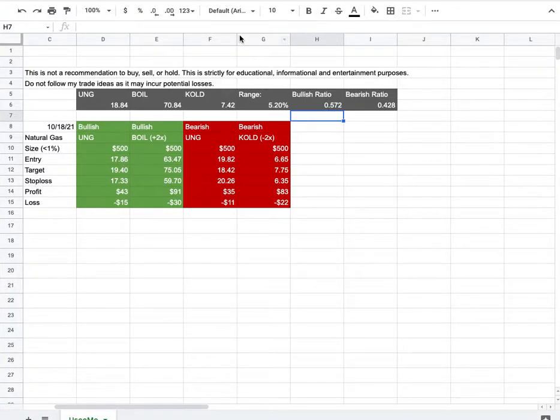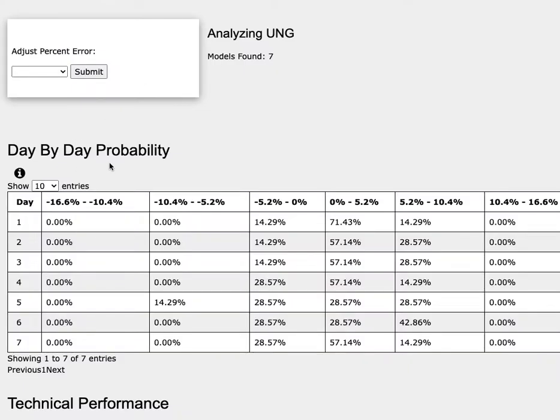So how did I develop these trade ideas? It all comes from the day-by-day probability model. And as we progress to the 5th day or week of trading, natural gas has a 29% chance to climb between 0 to 5%, a 29% chance to climb between 5 to 10%, to the downside a 29% chance to fall between 0 to negative 5%, and a 14% chance to fall between negative 5 to negative 10%.